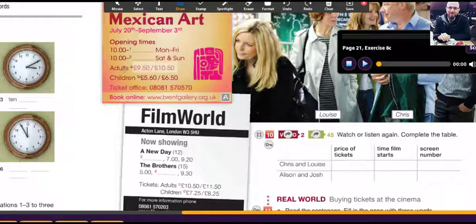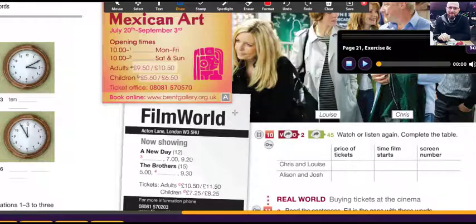Okay, so we have adults. Adults means more than 18 years old adults. 9 pounds 50 or 10 pounds 50, we don't know. We will listen and choose. And children, 5 pounds 60 or 6 pounds 50.